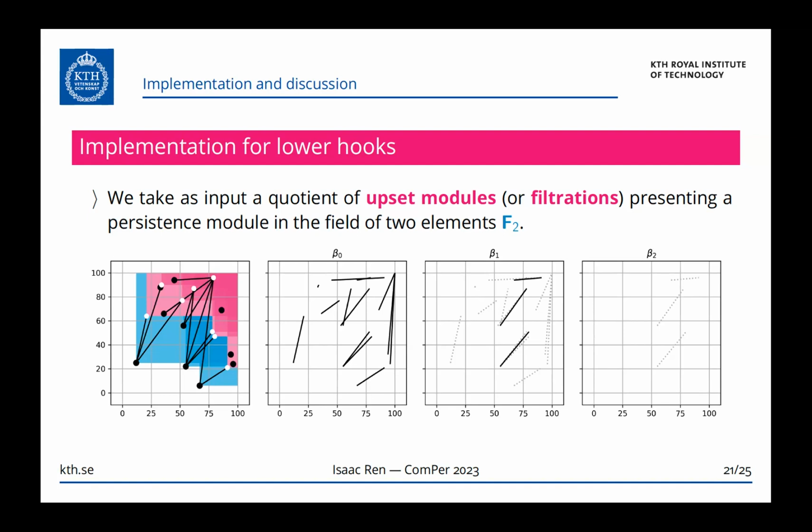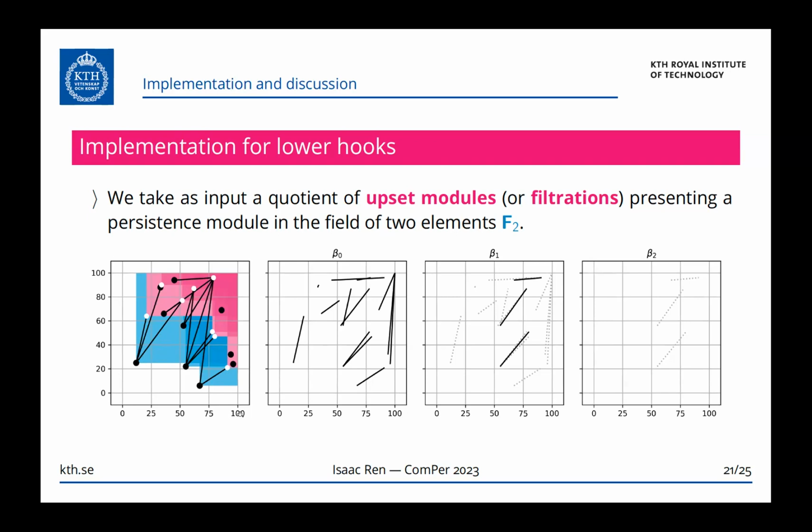The code is in F2, and we get something that looks like this. So the black dots represent generators in this grid, which is 100 by 100. The white dots represent relations, and the lines represent the boundary matrix, so defining the functor M. And in blue are the generators, and in pink are the relations.